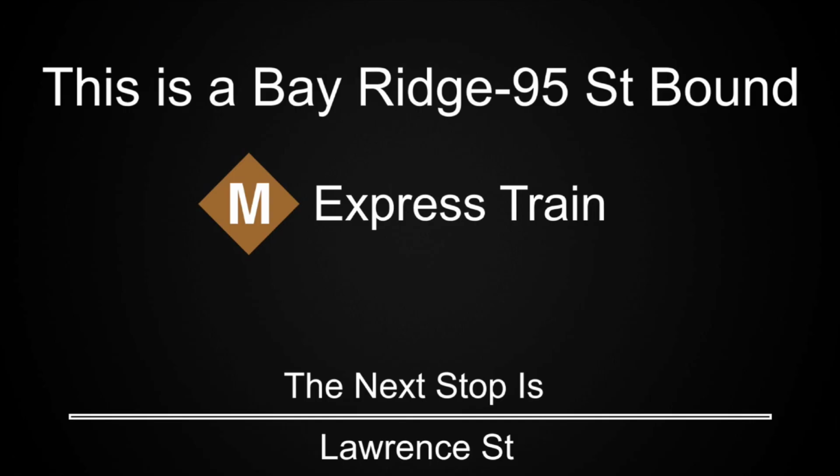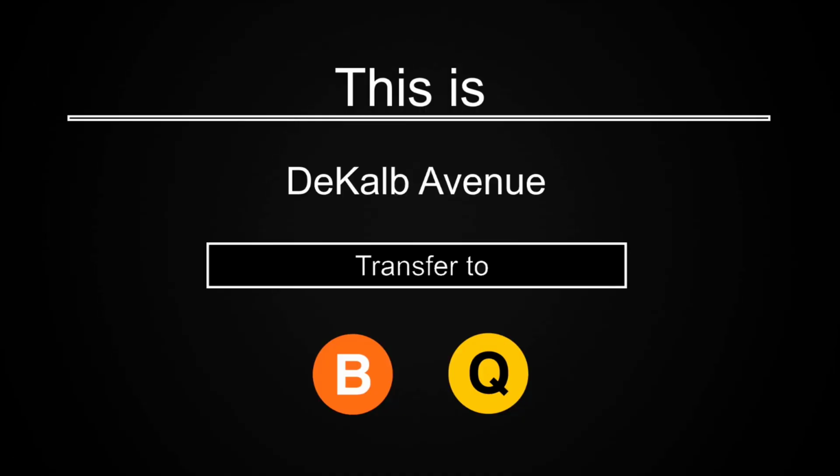This is a Bay Ridge 95th Street bound M Express train. The next stop is Lawrence Street. This is a Bay Ridge 95th Street bound M Express train. The next stop is DeKalb Avenue. This is DeKalb Avenue. Transfer is available to the B and Q trains.